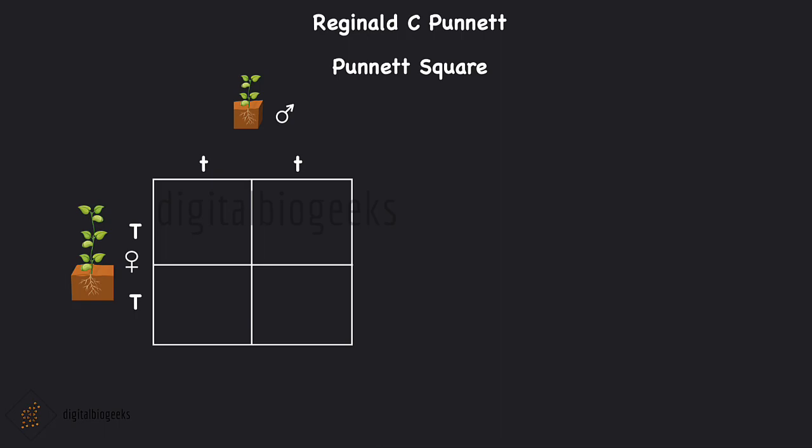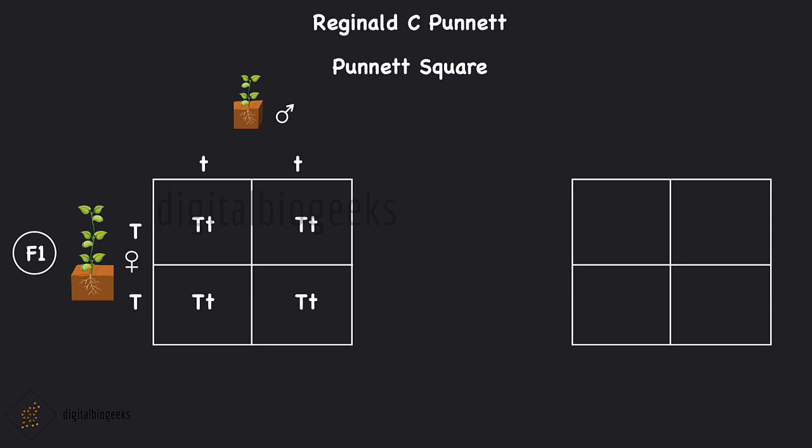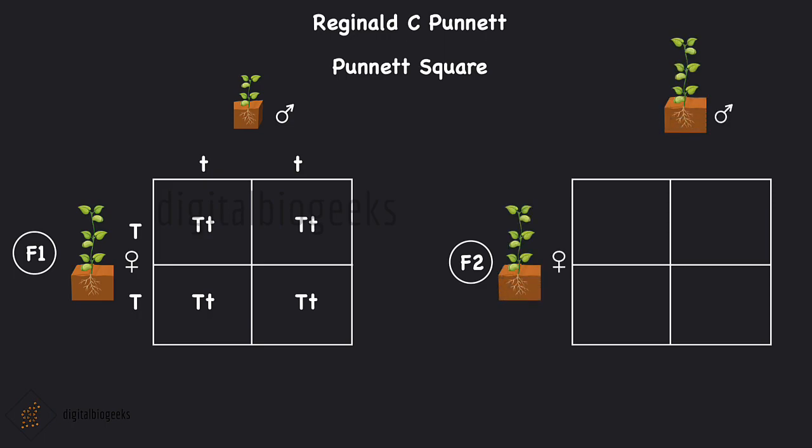Now, let's write all possible combinations in the columns. From this, we can conclude that all the offspring are tall as they are heterozygous with the dominant T factor. Now, the F1 offspring are allowed to self-pollinate. Let's draw a Punnett square for that too. In the F2 generation, let's write all the possible combinations. These are the female gametes and these are the male gametes. And let's write the combinations.